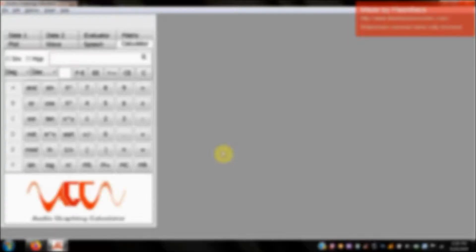Speech tab. And the speech screen or the speech tab will allow you to turn on and off the self-voicing feature of this application. Next is the calculator screen. Data 1 screen. Actually there are two data plotting screens, data 1 and data 2 screen.